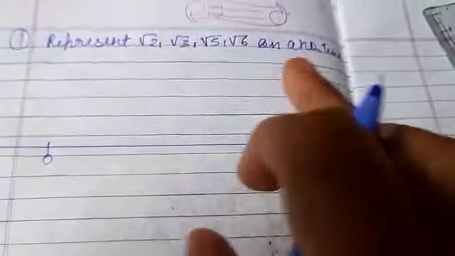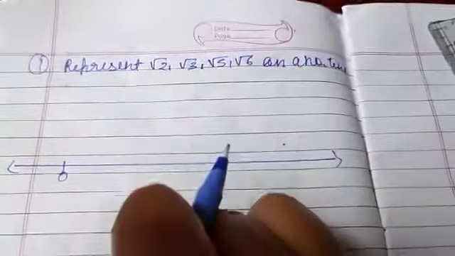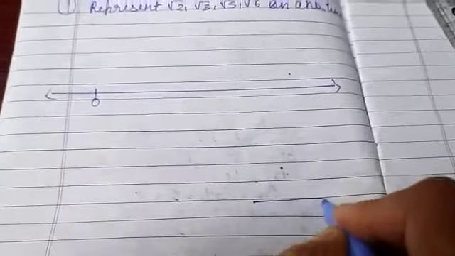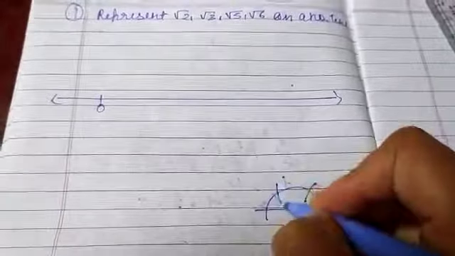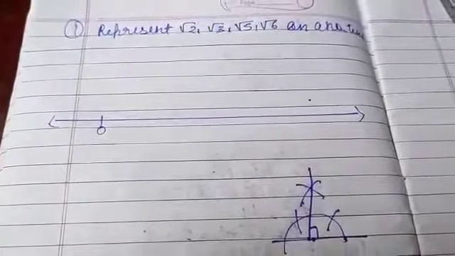So now coming to the next: represent root 2, root 3, root 5, root 6 on a number line. So students, before starting this topic, let me remind you one more thing that you have already done previously. How to make an angle of 90 degrees. Suppose this is a point. From this point you draw an arc here. Cut one arc, then here cut one arc, here and here, like this. Remember? So this is your angle of 90 degrees. I hope all of you might remember how to make an angle of 90 degrees.